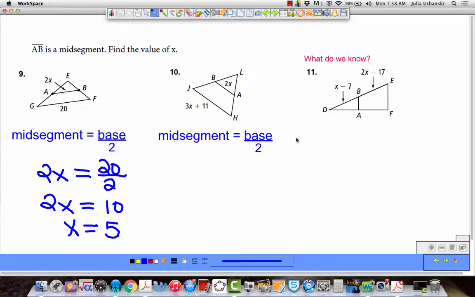Number 10. What's the mid-segment? 2x. What's the base? The base is 3x plus 11. Write this in. And it's the base divided by 2. It would take a lot for someone to be able to do that in their head, x's on both sides, etc. So what you do now is you solve for x.